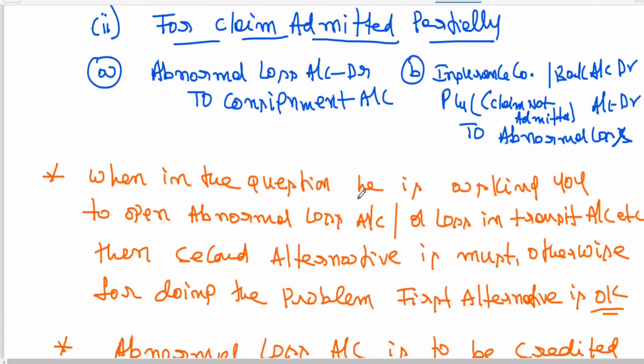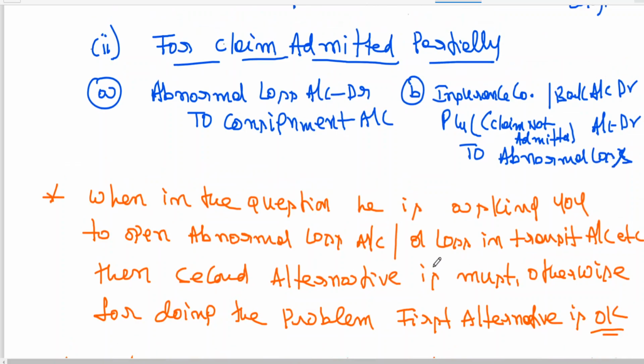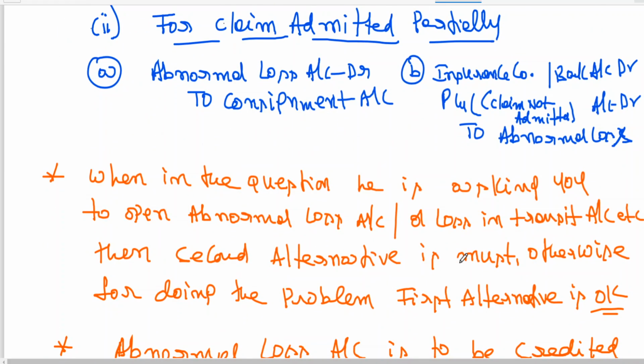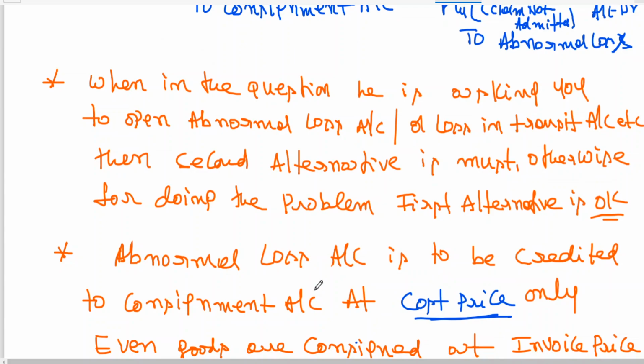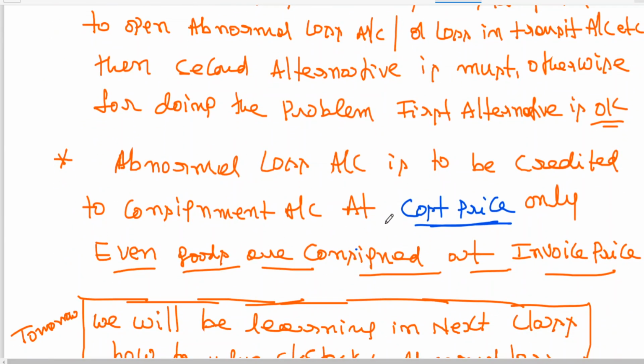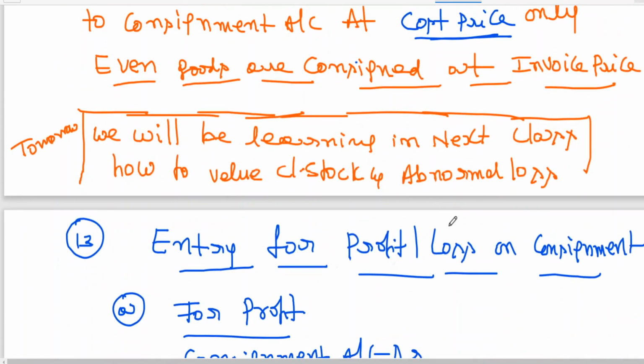When the question is asking you to open abnormal loss account or loss in transit account, etc., then the second alternative is a must. This is the second alternative I have given. Otherwise, for doing the problem, the first alternative is okay. Abnormal loss account is to be credited to consignment account at cost price only, even if goods are consigned at invoice price. How to value, we discuss later on.